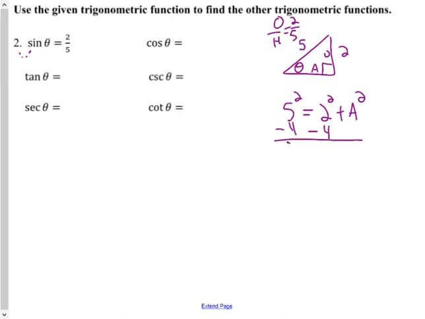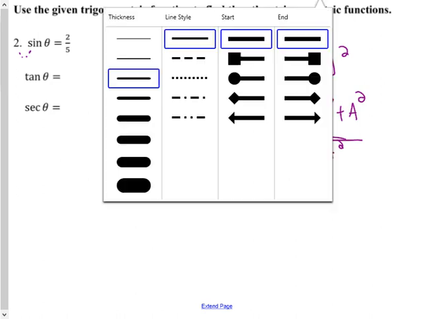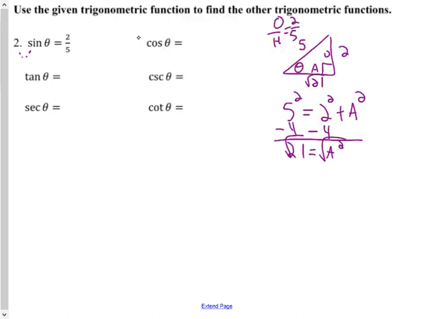25 minus 4 is 21. So a is going to be square root of 21. And now I have these values to fill in the remaining SOHCAHTOA and their reciprocals. So again, cosine is adjacent, square root of 21, over hypotenuse 5. Tangent is the opposite, 2, over square root of 21. And then rationalizing gives me 2 root 21 over 21.